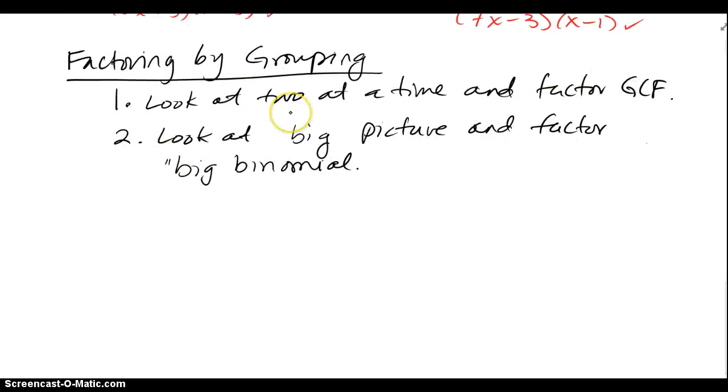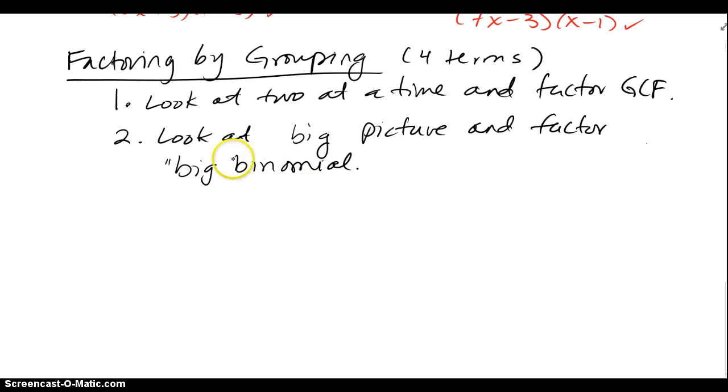Okay, the last idea here is factoring by grouping, and grouping usually involves 4 terms. You're not going to see a trinomial, you're going to see something longer with 4 terms. And our first step is look at 2 at a time, so 2 and 2, and look at each and pull out the GCF.